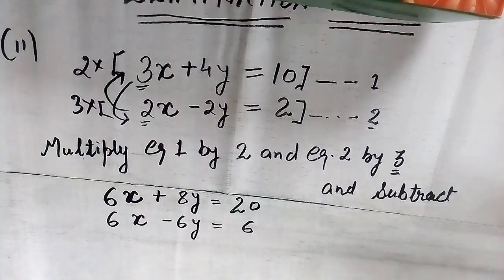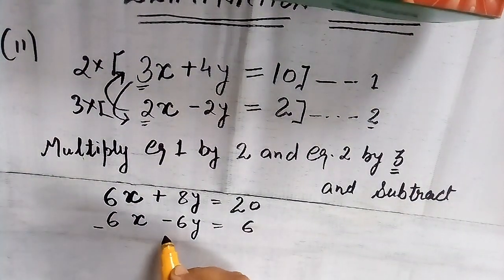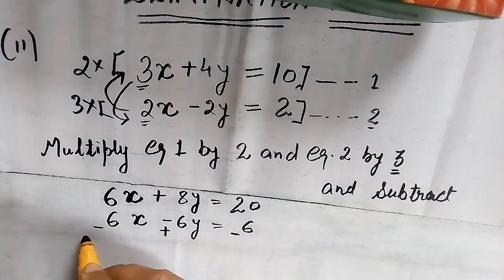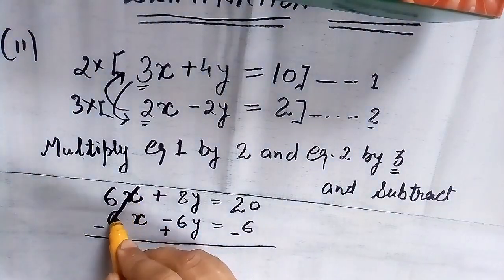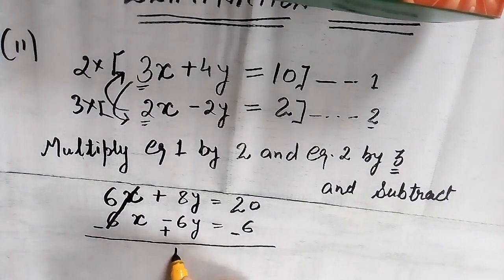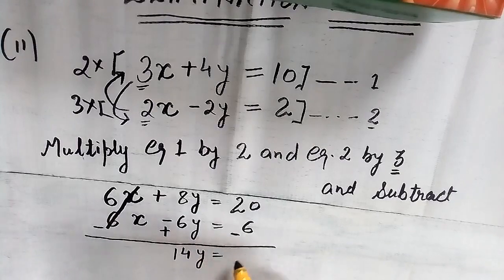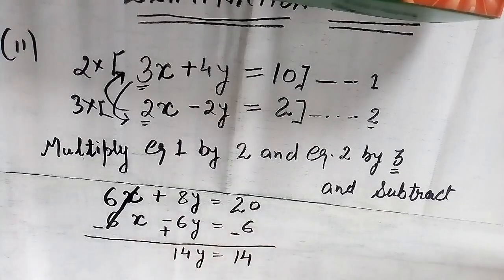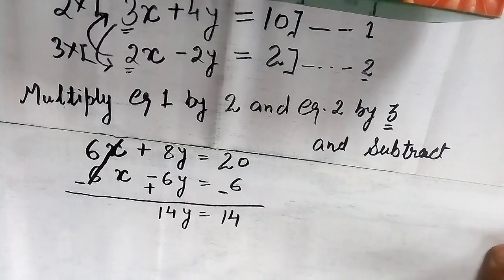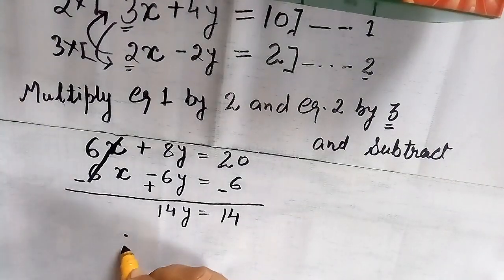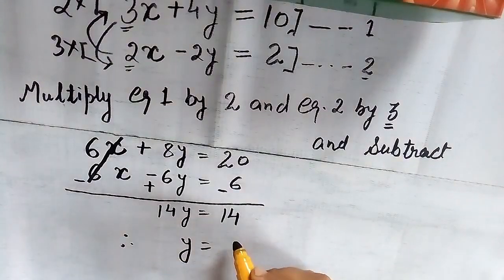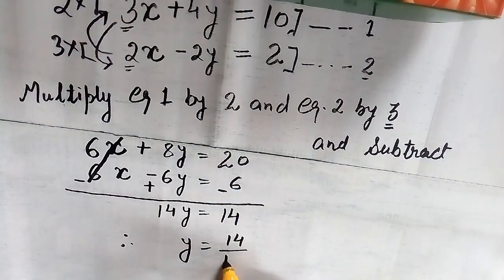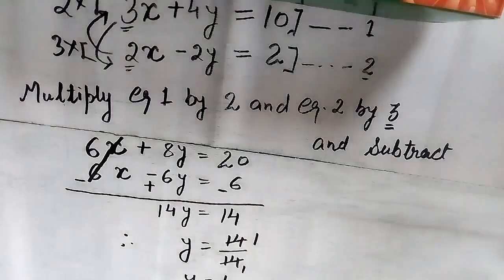Now subtract, and you know, to subtract them you have to change the signs. So 6x minus 6x, minus 6y will become positive and the constant term will become negative. So 6x minus 6x equals 0, and 8y plus 6y equals 14y, and 20 minus 6 equals 14. Now find out the value of y. So it will be 14 upon 14. 14 was in multiplication, will go in divide, and 14 ones are 14, so y will be equal to 1. So the value of y is 1.